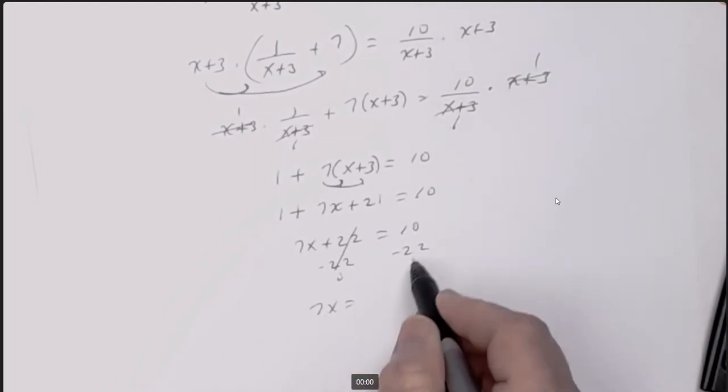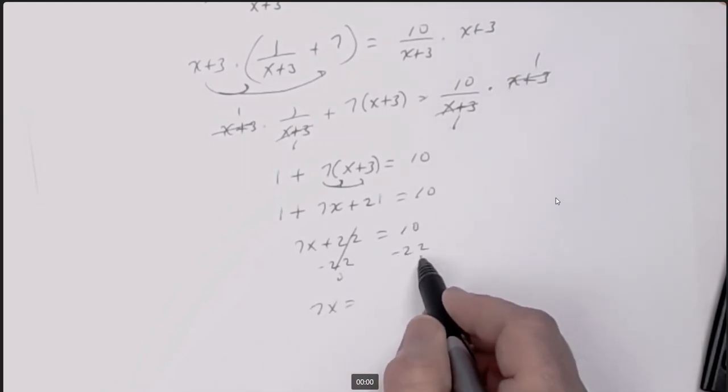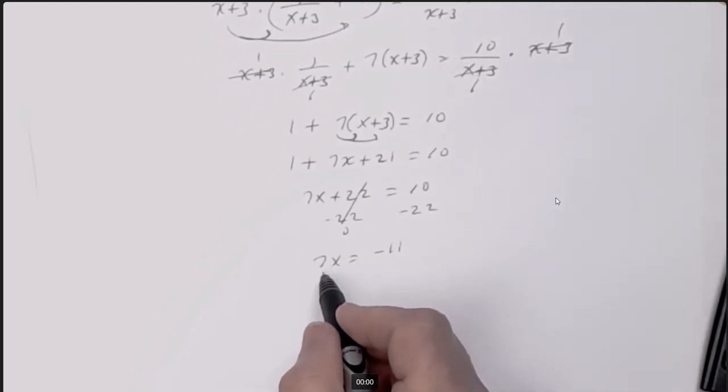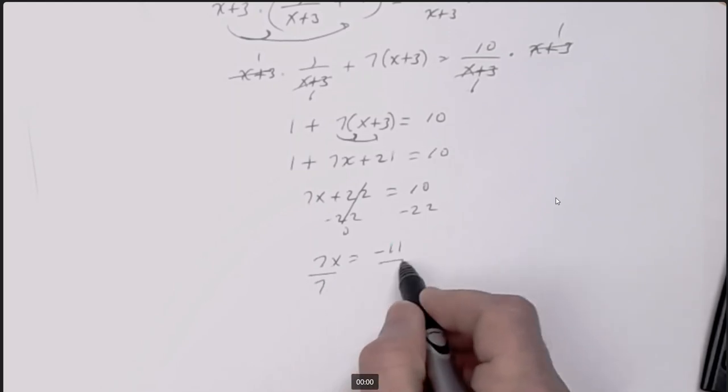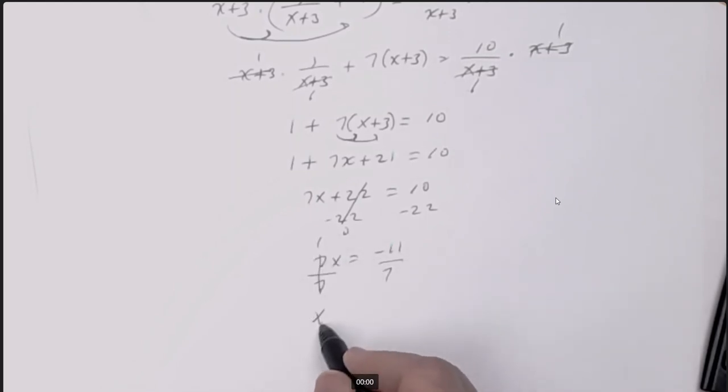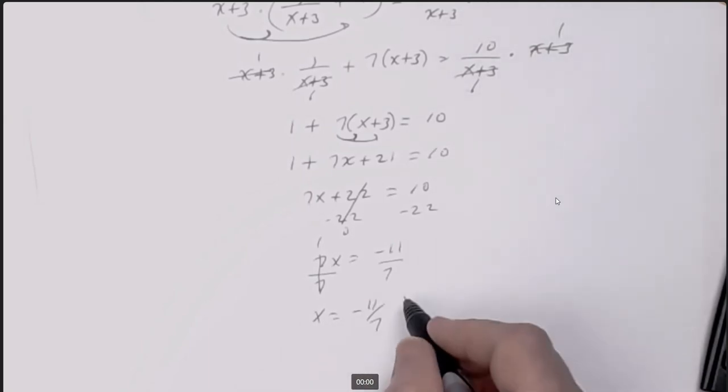And then to get x by itself, I divide both sides by 7. And then the 7's divide out. So you get x to be negative 11 sevenths, or as a mixed number, it will be negative 1 and 4 sevenths.